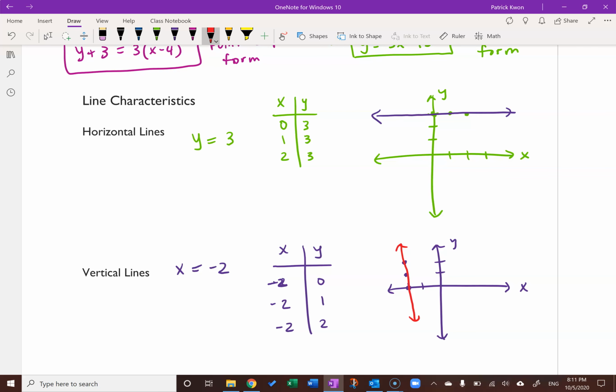Now, if you have been paying attention to the functions section, you might be asking yourself, wait, Mr. Kwan, this doesn't seem like it passes the vertical line test. And if you thought that to yourself, then you are absolutely right. This does not pass the vertical line test. So, vertical lines are not functions.